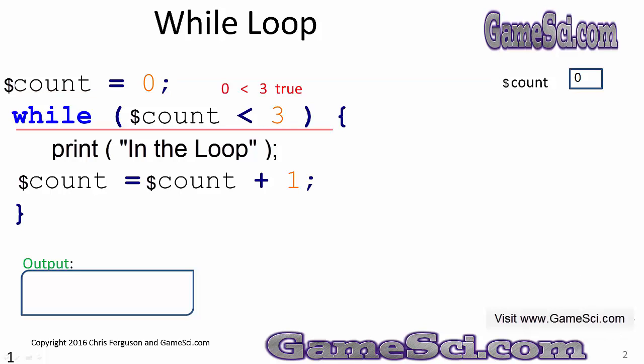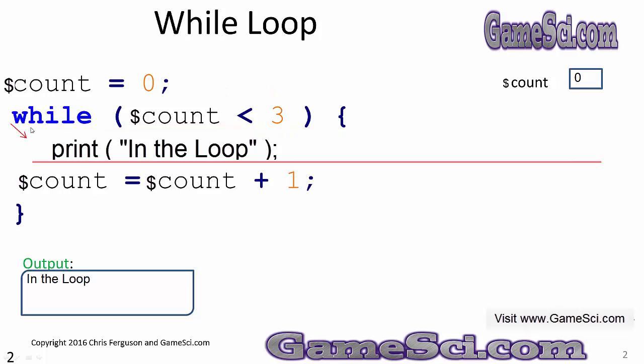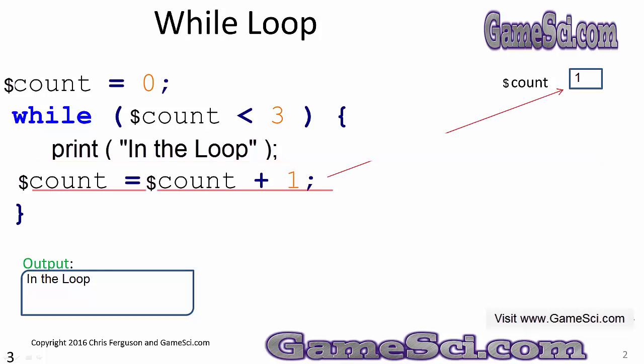Count equals 0. We hit the while statement. With 0 in count, 0 less than 3 is very much a true statement. As a true statement, you know what it's going to do. When the condition is true, we're going to go inside the code and execute the code inside this while block. So our System.out.println will execute. You'll see "in the loop" appear on our output. If the statement is true, we're going to execute the code.